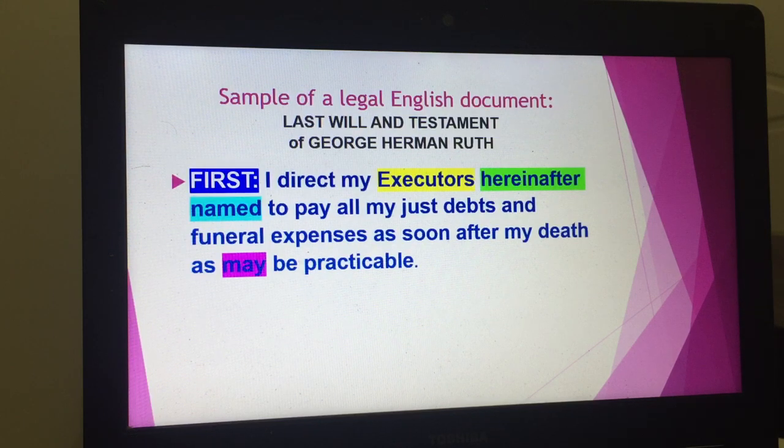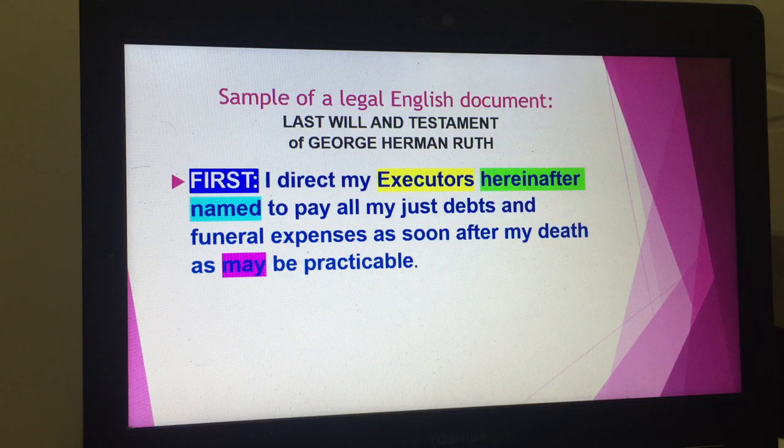He didn't mention George Herman Ruth again. Again, there's no need. In the first paragraph, he already told us his name. But now, in the second one here, he says "I." He didn't put a comma here. There is no need to mention the name again because it's already mentioned in the first paragraph. And then it comes straight away to the verb, "direct."